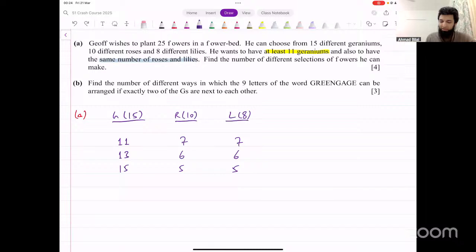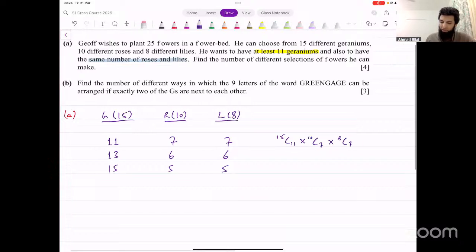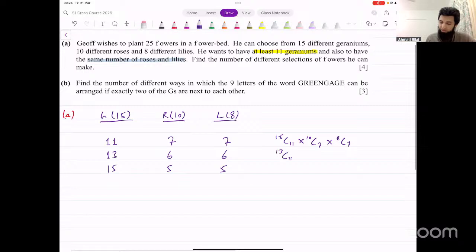You would say it's 15C11 times 10C7 times 8C7, and then 13C11 times 10C6 times 8C6. You have to show all of this working. You can't just write down the answer directly. It's 4 marks. This working is important.